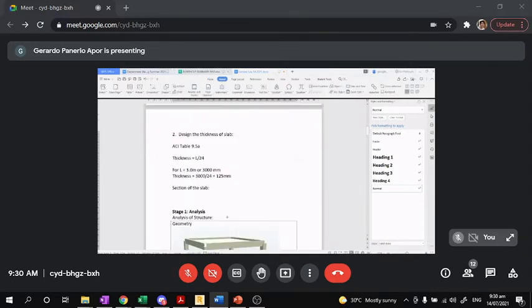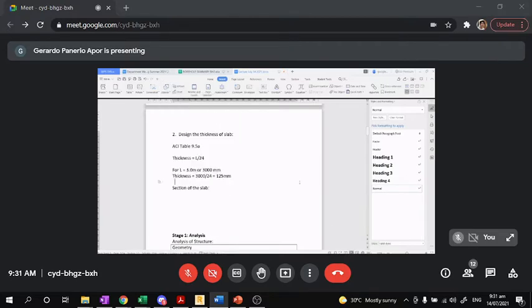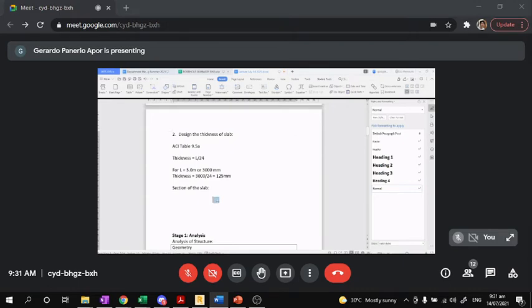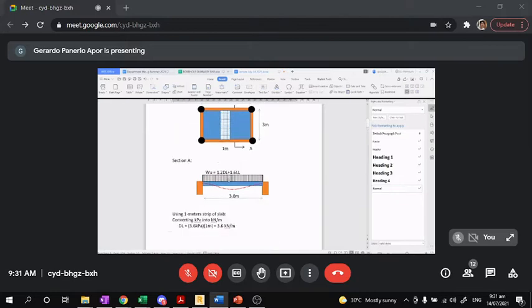First, you have the 1 meter section of the slab. You have a shape, you have a 1 meter. Remember that we consider 1 meter, so this is 1 meter or 1,000 mm. Okay, that's the 1 meter that we consider in our analysis. Here, 1 meter is used.